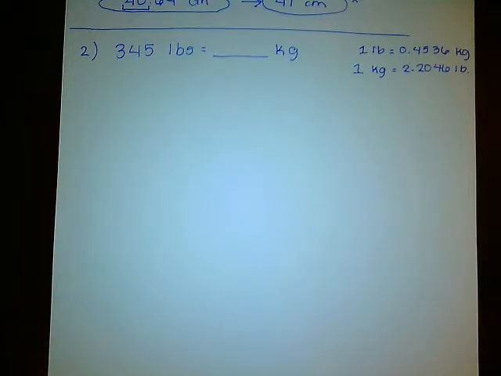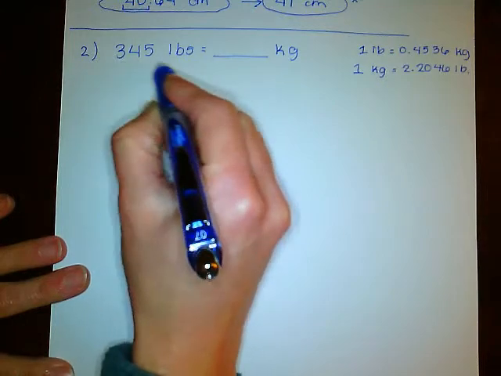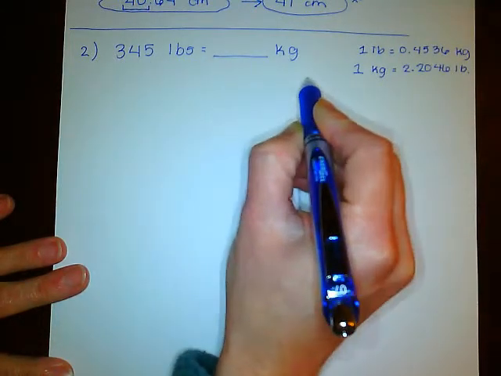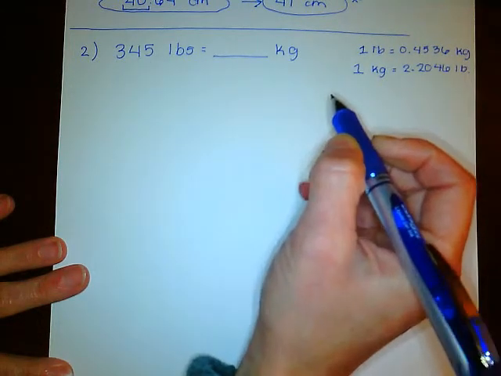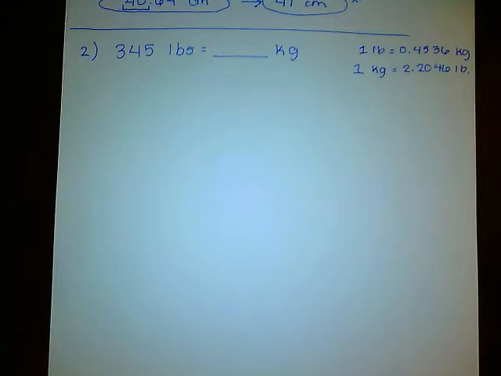Okay, here we go. We're going to take a look at another example. In this example, we have 345 pounds, and we are trying to get to kilograms, which again is the metric system. And somehow we've got to figure out a way to get between these two systems of measurement, and we're going to use a conversion factor again.